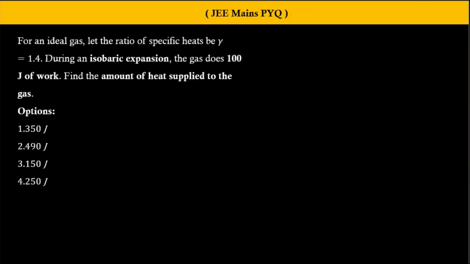So the questions were actually very simple. For an ideal gas, let the ratio of specific heats be this. During an isobaric expansion, gas does 100 joule of work. Find the amount of heat supplied.